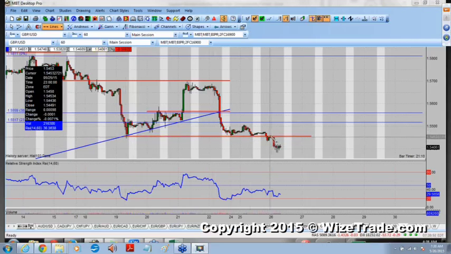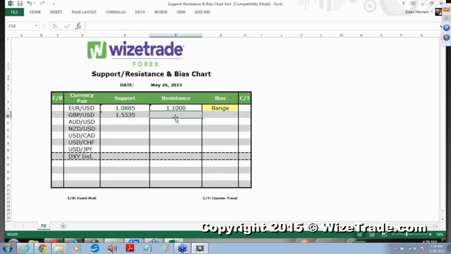And so that resistance comes in at 154.50. Low here, 154.55. Low here, 154.58. Spike low over here, 154.45. So yeah, 154.50 is going to be really tough for the cable to overcome.